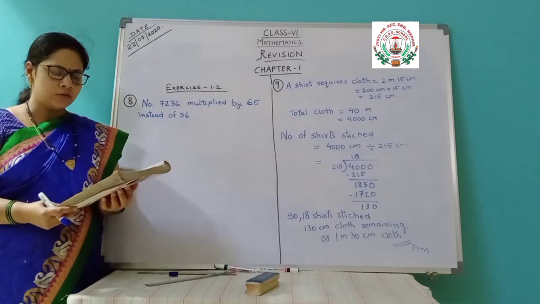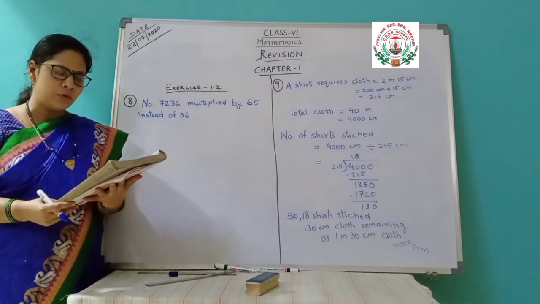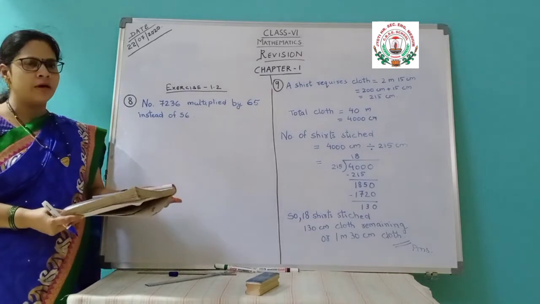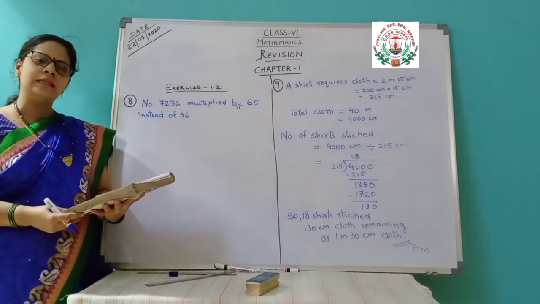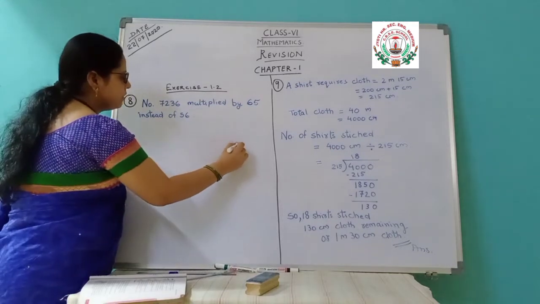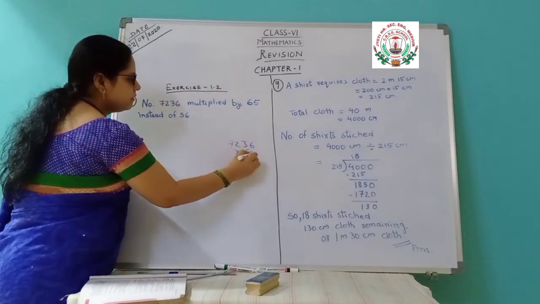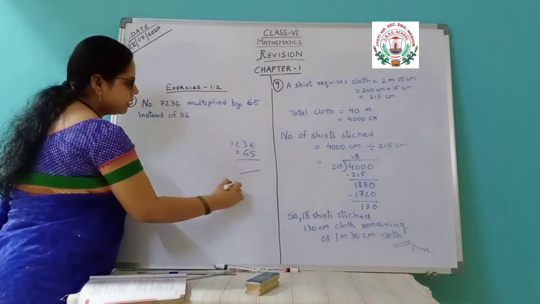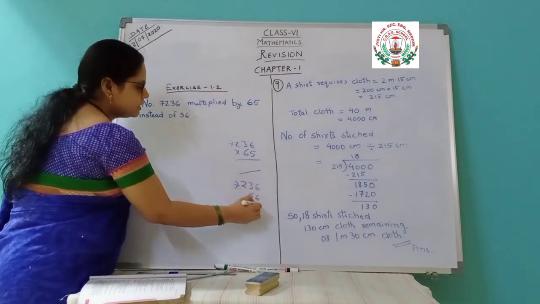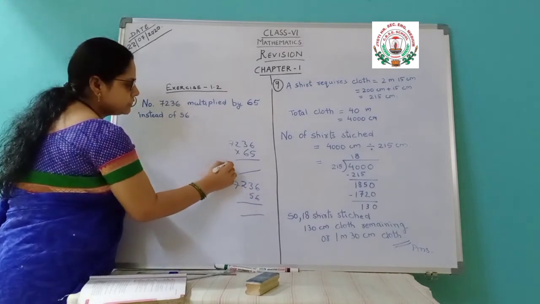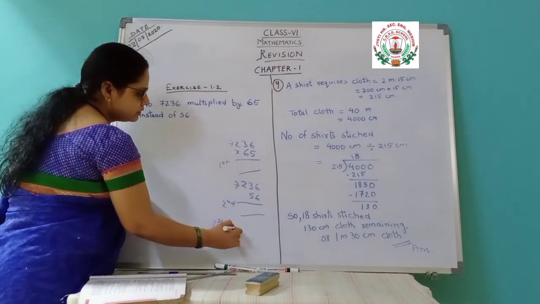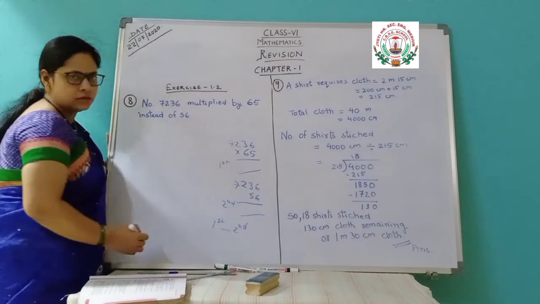Then a hint is also given. Do you need to do both the multiplications? It means first you will multiply by 65 and then you will multiply by 56 and then do the subtraction. Once you will do 7236 into 65, one answer, and then again 7236 multiplied by 56, then the second answer. This is the first answer, this is the second answer, then first answer minus second answer. Actually you have to do this.